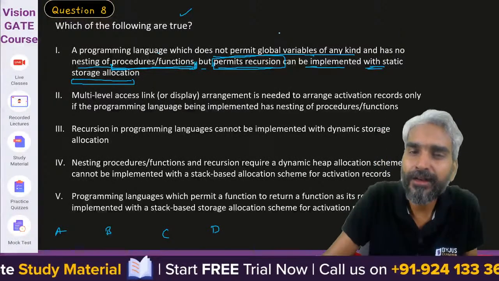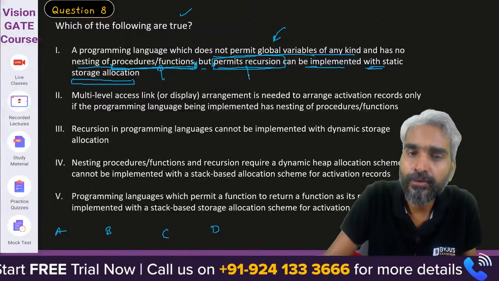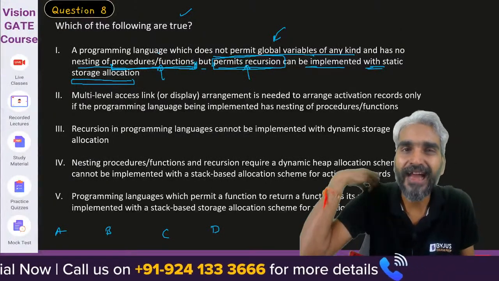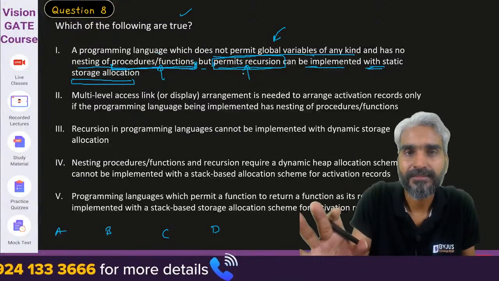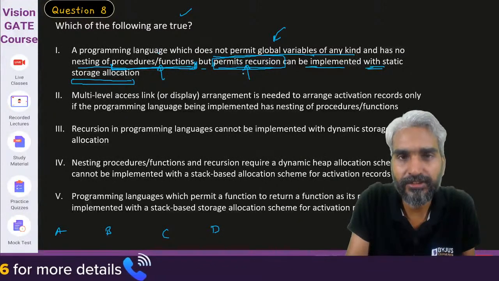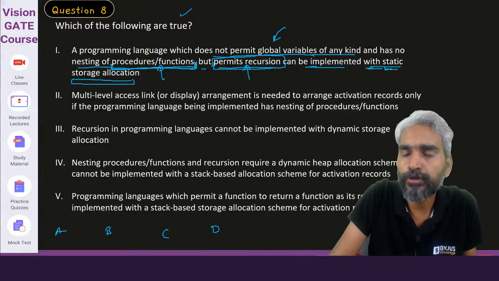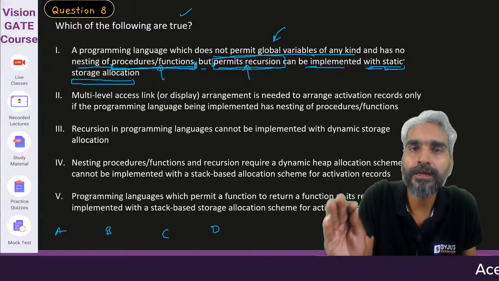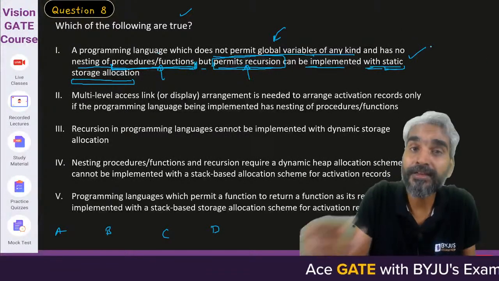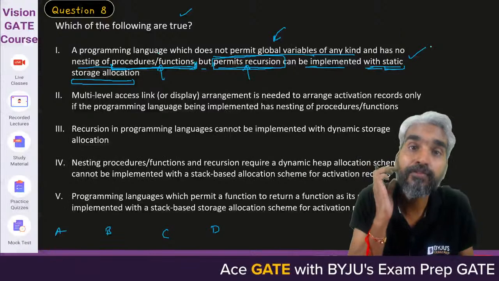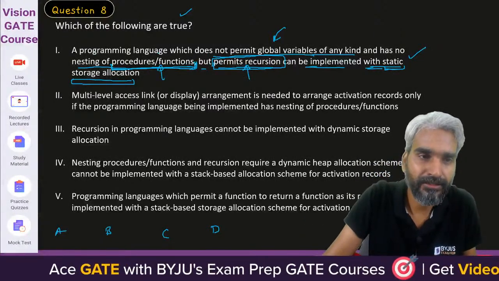No, sir, you are not having any global variable. You are not calling procedures or functions. You can eventually use stack, but the idea is if there is any dynamic data structure which is being used, then you will not be able to allocate the memory to the dynamic data structure if you use static storage allocation. So dynamic storage allocation is also needed in the form of heap. Clear? So this statement is not correct.